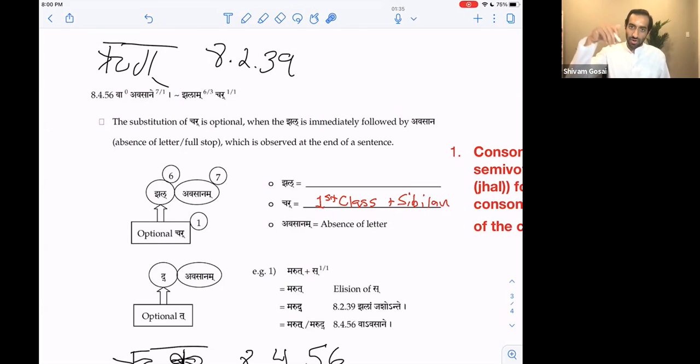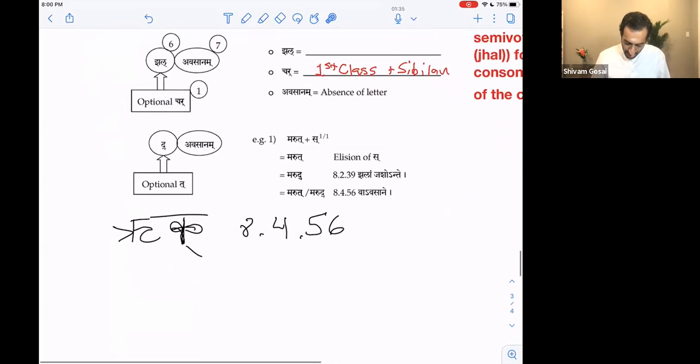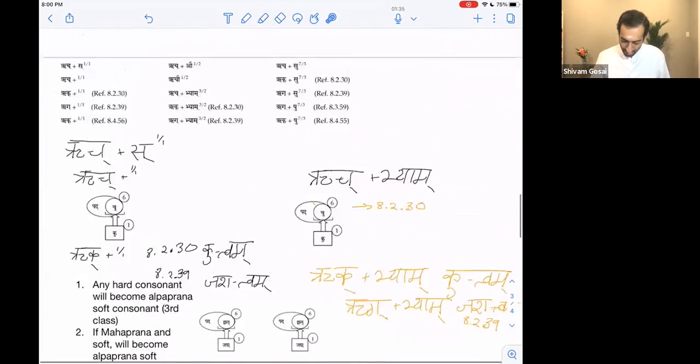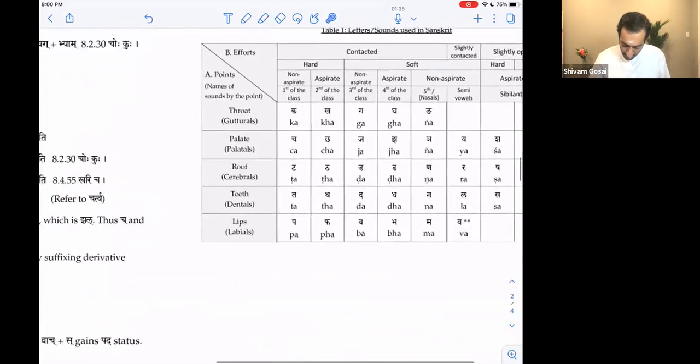So that first row, ka cha, right? So that whole first row. So now rig becomes rik. Okay, let me show you what I meant by that.